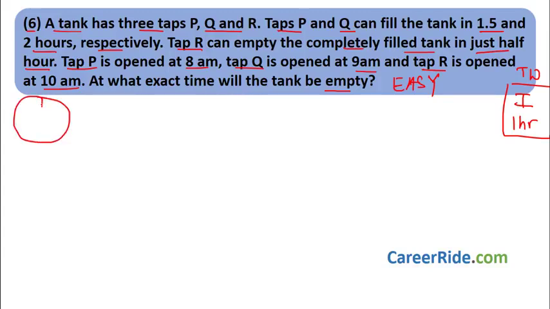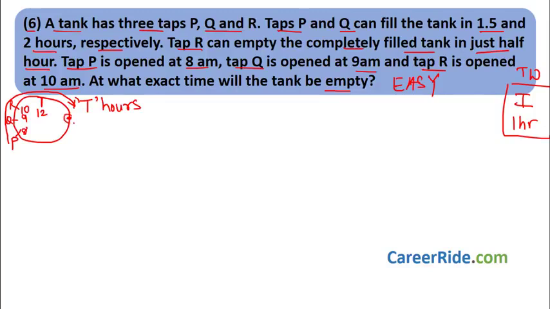Now let's draw a clock to understand it better. This is 9, this is 8 am, this is 10 am. They say that tap P is opened at 8 am, Q at 9, R at 10, and they are asking at what exact time will the tank be empty. We do not know at what time the tank will be empty, so let us assume that after T hours from when P is on, the tank gets empty.